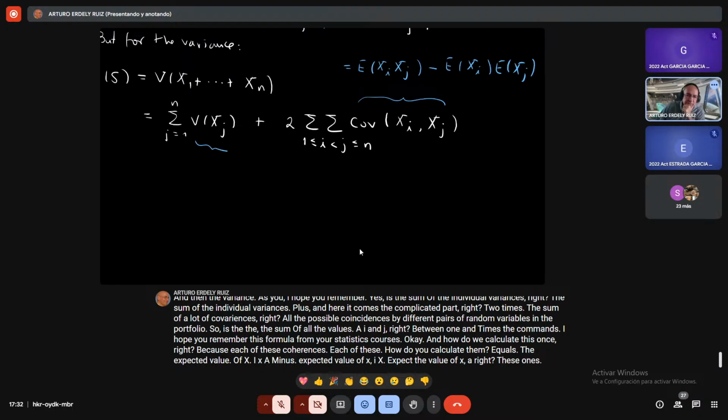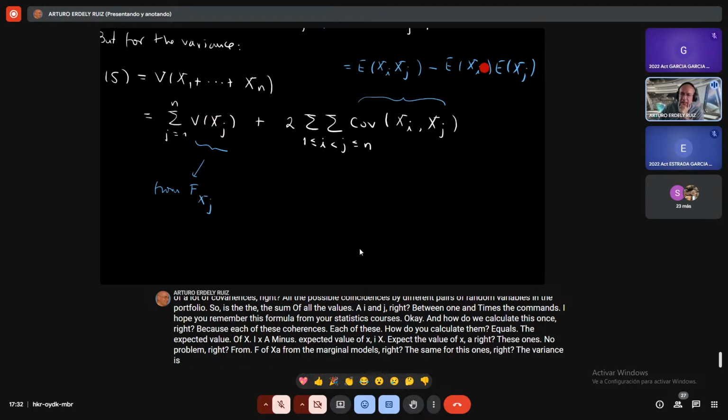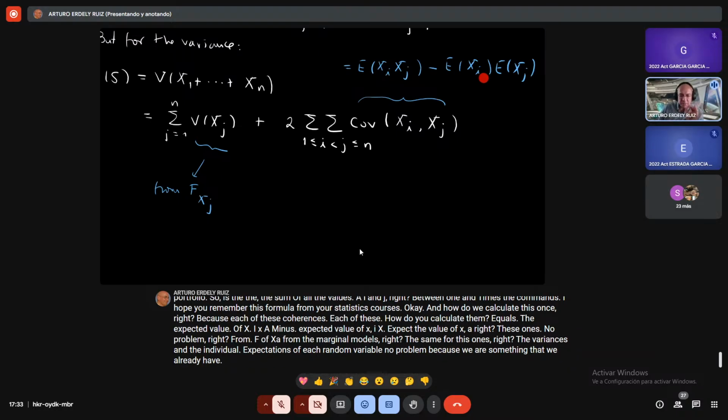These ones, no problem, right? From F of Xj, from the marginal models, right? The same for these ones, the variances and the individual expectations of each random variable, no problem, because we are assuming that we already have individual risk models for each random variable. But what about this?